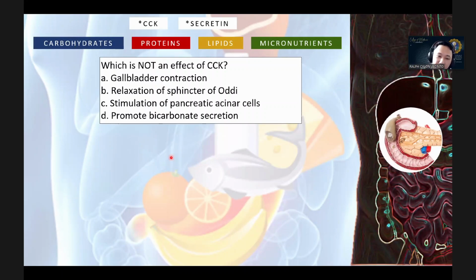Neutralize the acidic chyme? No. Well, that's the end effect. But where will secretin act on? Because secretin is a hormone. It's not an acid or a base, right?